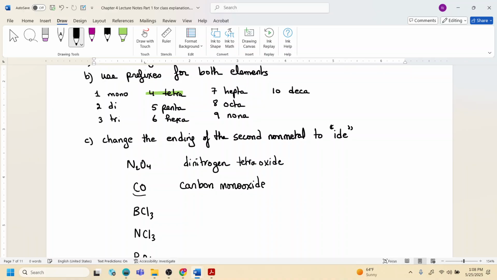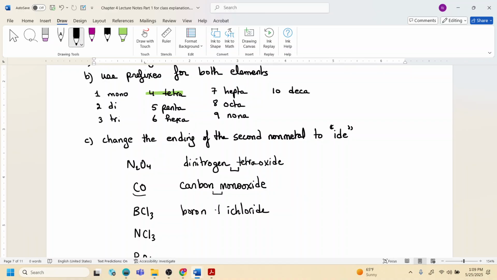oxide. Okay. There is a space between the dinitrogen and the tetraoxide. The tetraoxide is just 1 word. Same thing, you have a carbon and then a space and then the monoxide. This one is going to be boron. 3 chlorine, so it's going to be a trichloride.